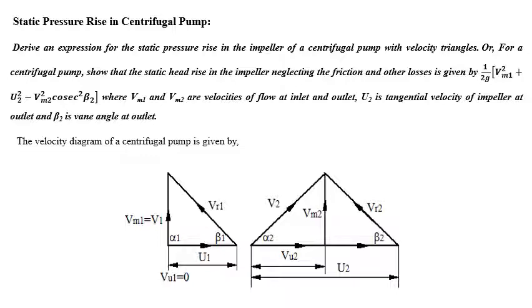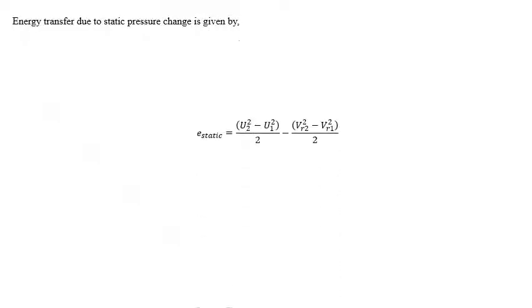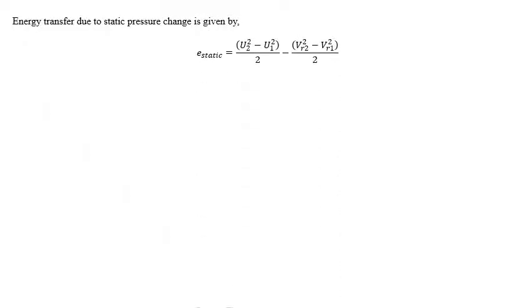By referring to these velocity triangles, now we have to derive the expression for the static pressure rise in a centrifugal pump. Energy transfer due to static pressure change is given by the expression: static energy transfer is equal to (U2 square minus U1 square) by 2 minus (Vr2 square minus Vr1 square) by 2.